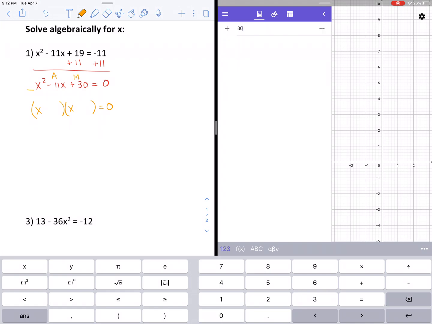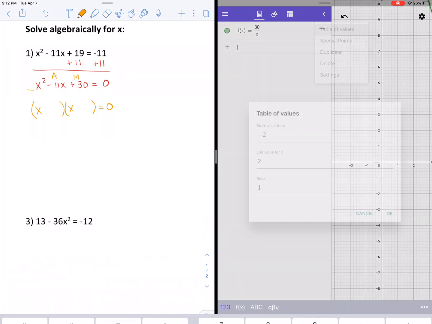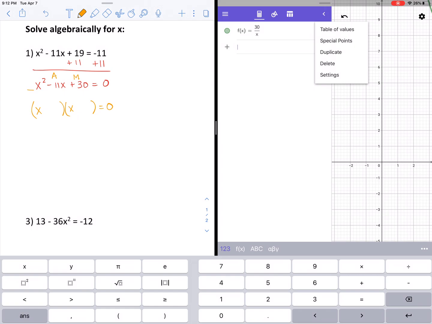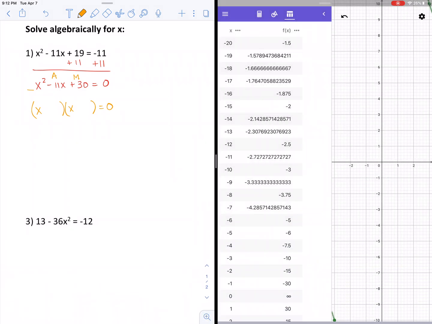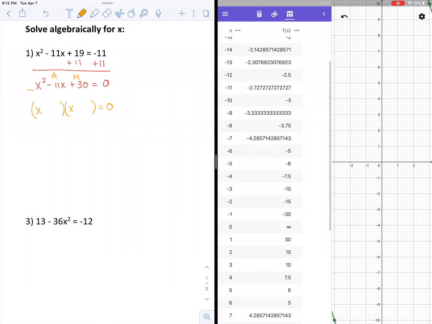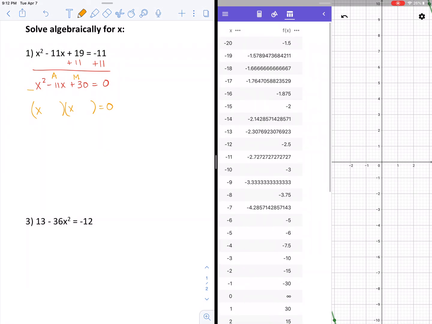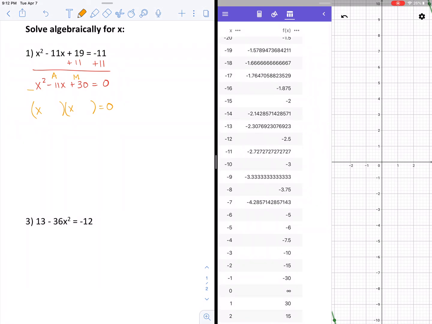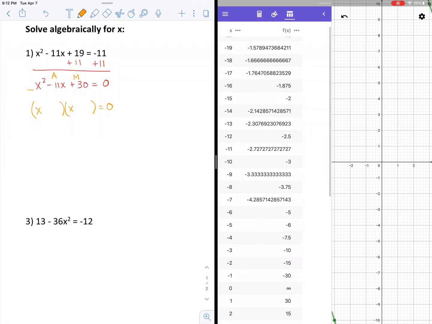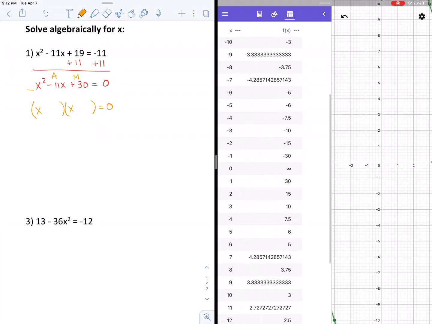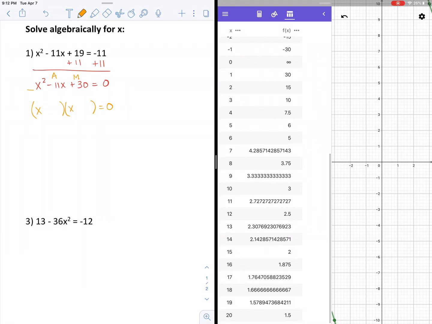So I put 30 divided by x. That creates a table of values. The table of values will go from negative 20 to 20, of all numbers that'll multiply to 30. So we need to find the one that'll multiply to positive 30. On the top of the table, you see that you have two negative numbers because that'll multiply to a positive 30. On the bottom, it's going to be two positive numbers.